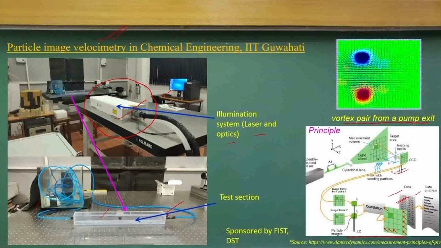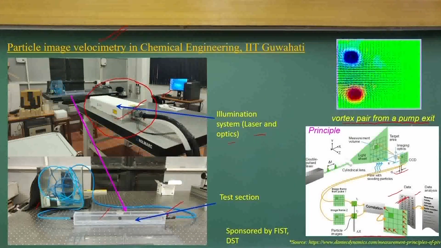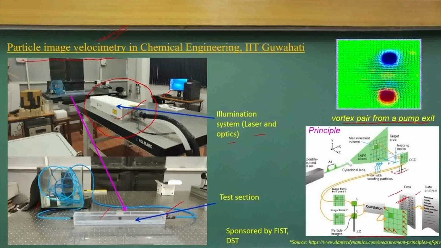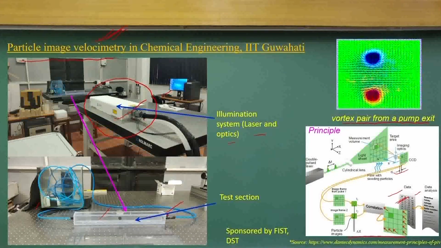If you look at that, two vortices are forming just from a pump exit. You can see these vectors, and the vortex shading going down, and two pairs of vortices forming. These are quite interesting figures of vortex formations and the propagation of the vortex pair, which we can study in a very detailed way if you have a facility like PIV, or particle image velocimeter.